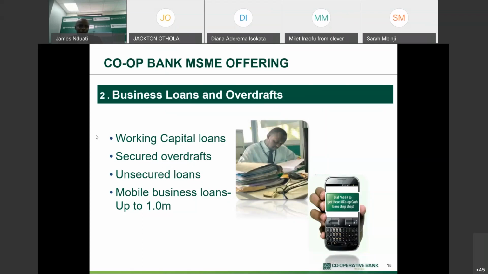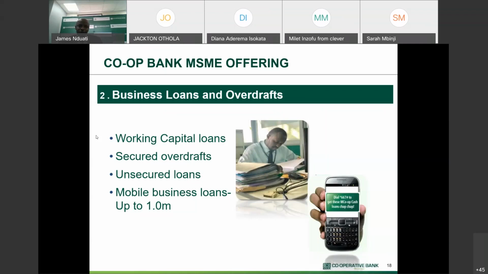The other area also, we have overdrafts. Here we have secured and also unsecured overdrafts. We also have what we are calling mobile facilities. And kindly note, if you fully bank all your sales with us, we can support you with unsecured solutions. For the mobile loan, you just go to your mobile loan and you borrow up to 1 million based on your cash flows.